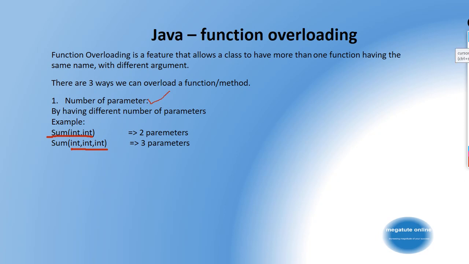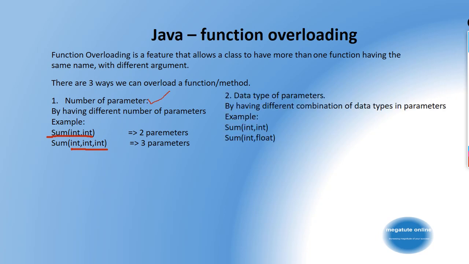The second way in which function overloading can be possible is by data types of the parameters. If we look over here, both of these sum functions have two parameters, so the number of parameters is the same, but one has both integers and the other has one integer and one float. So in this case, we are differing in data type of the parameters. This is the second way in which function overloading is possible, right?